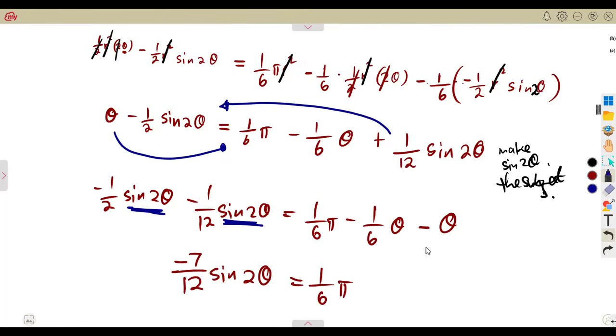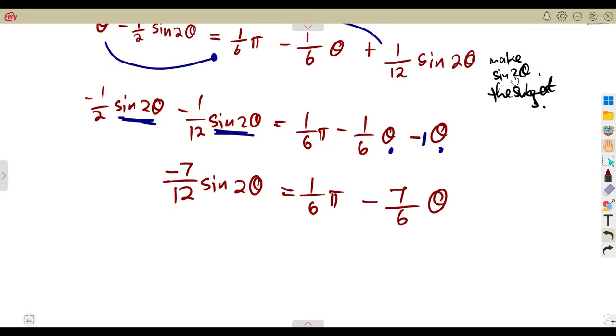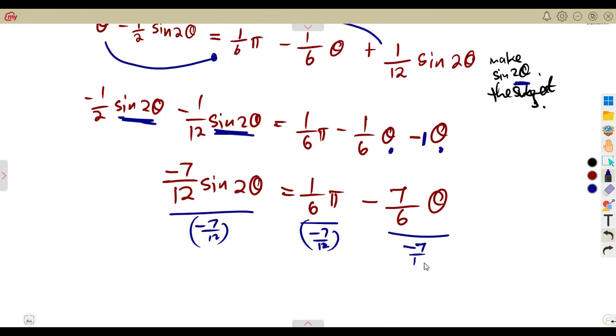The sine of 2 theta, which is equal to, we've got like terms to consider this side. Also, we've got theta and theta. So this is minus 1/6 minus 1. So minus 1/6 minus 1 is minus 7/6 theta. There is a theta, remember? So all we just need is to make sine 2 theta the subject here. So what is affecting sine 2 theta is the minus 7/12. So simply divide by that. By minus 7/12, divide by minus 7/12.